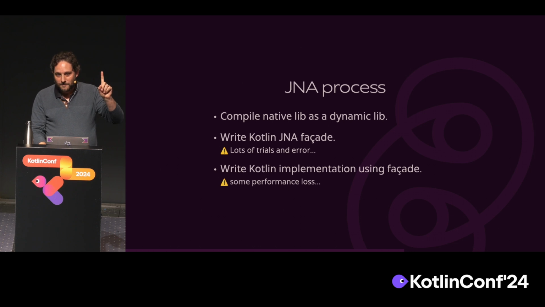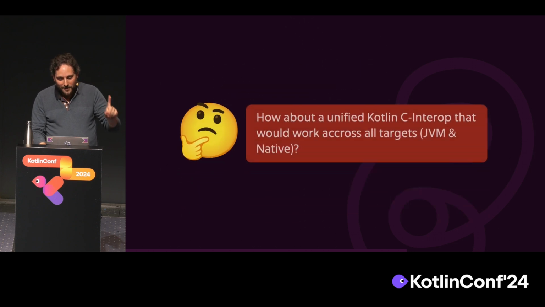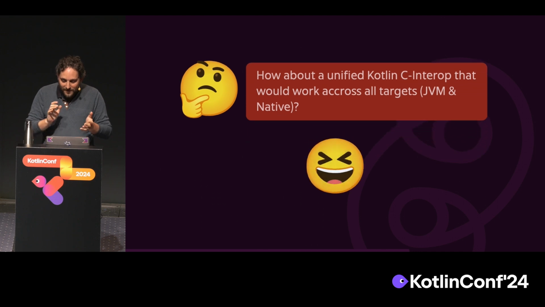Here's an idea, though. You know what would be cool? What would be cool is a unified C-interop that would work across all targets. So I'd love to have C-interop that works both for Kotlin Native and for the JVM. And you know what? Back in the day, there was a prototype to do that. JetBrains actually tried that, and they laughed and decided no.